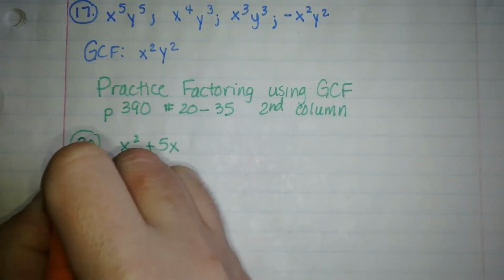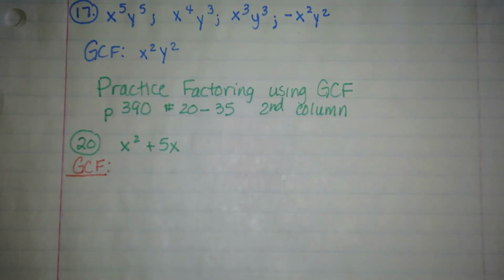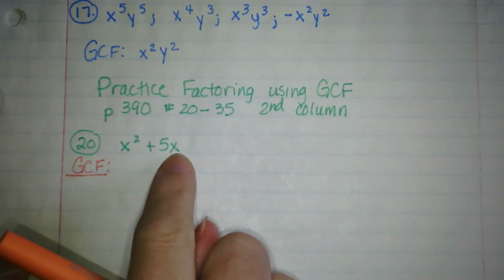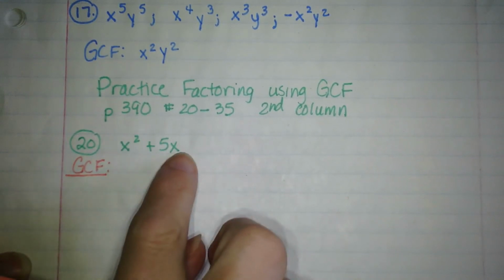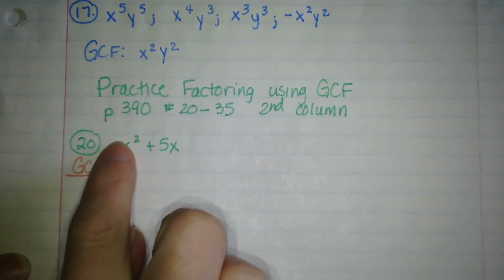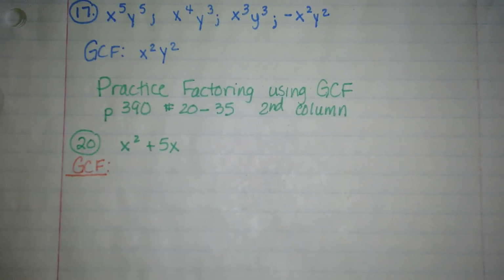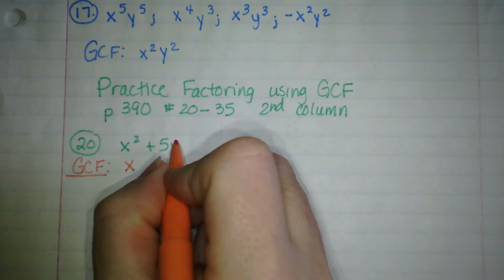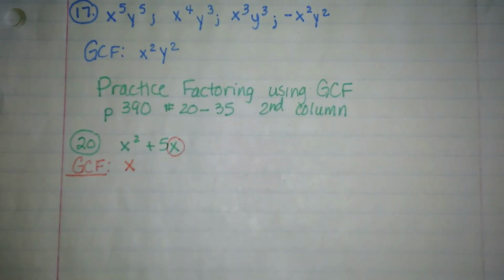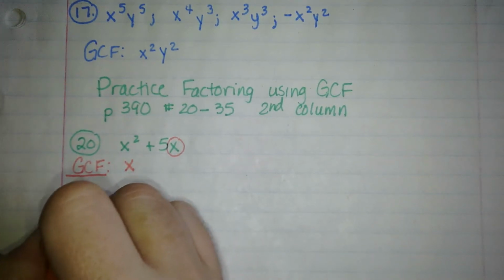The other piece we have to be concerned about is the variables. So they each have an x here, and because they each have an x, we're going to pick the lower one. So this one has 2 x's to give, but this one only has 1 x to give. So our GCF is actually x. It's the smaller variable. Once we do that, the second step is that we want to divide. So we get the GCF, then we divide.